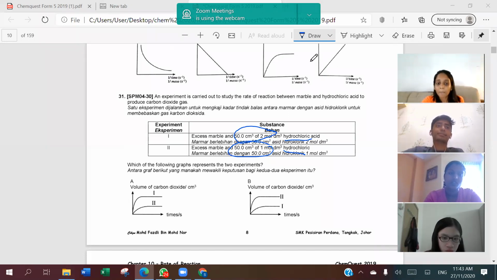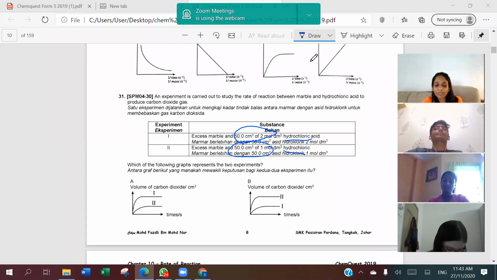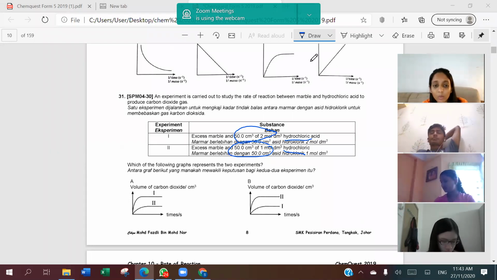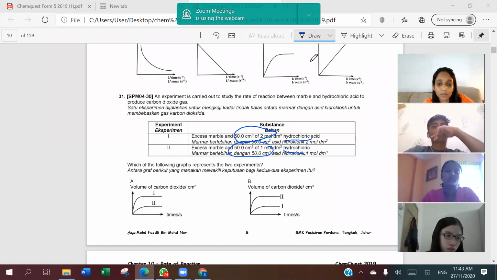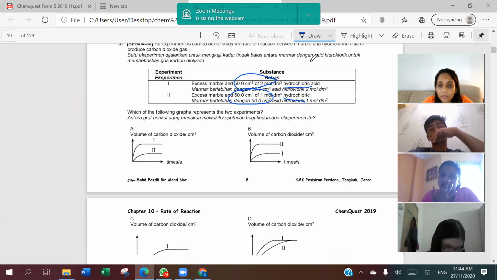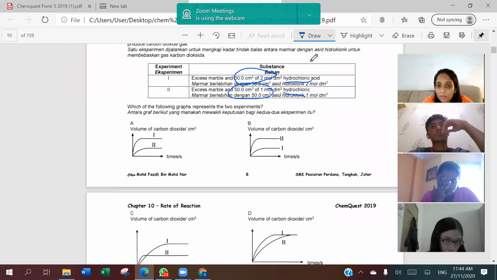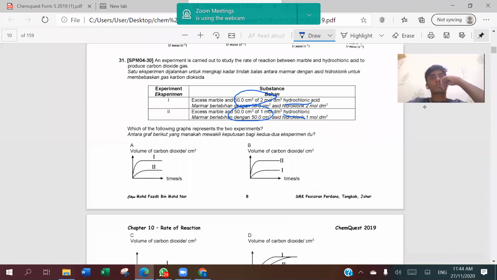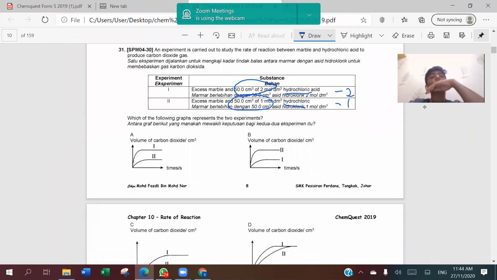Okay, so here I have 2 different molarities. So which one will be higher? 1 higher than 2, or 2 higher than 1? One higher than 2. Very good. 1 must be higher than 2 because in 1 I have 2 mole and in 2 I have 1 mole. So for the first part of the graph, 1 must be higher than 2.